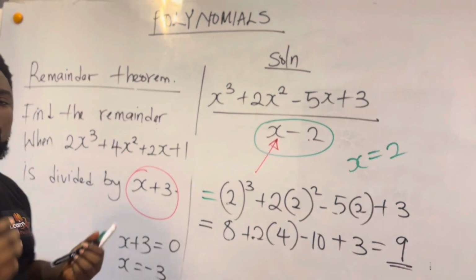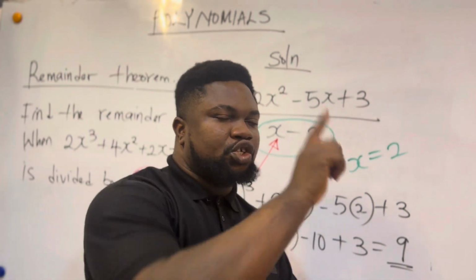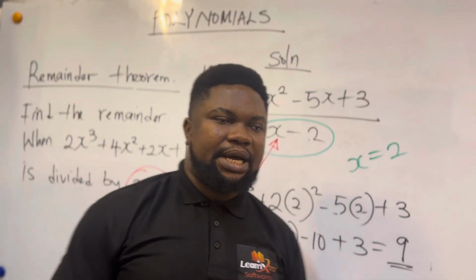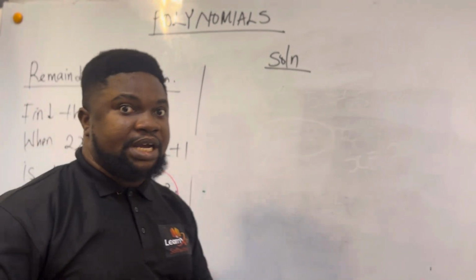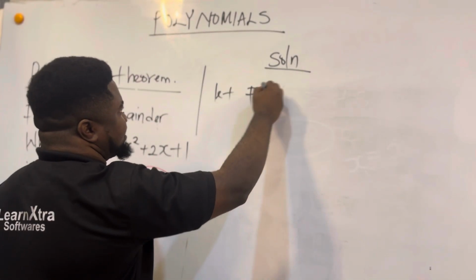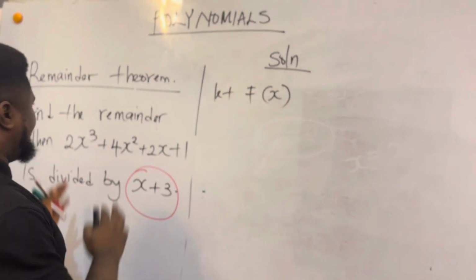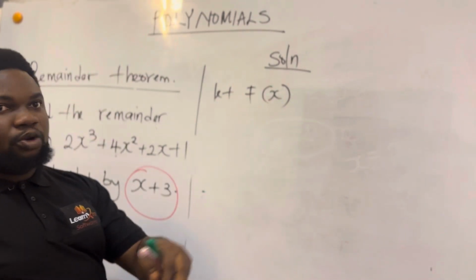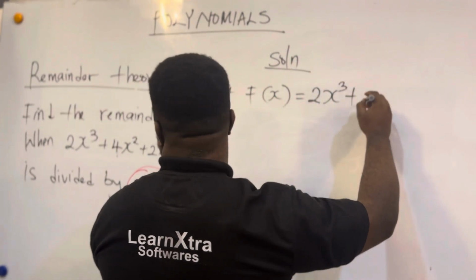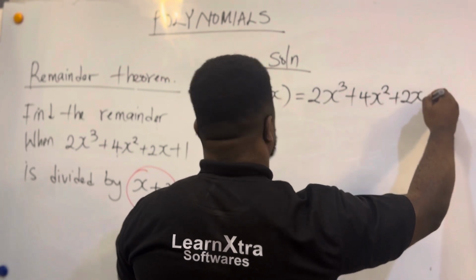It's simple. Once you can find what makes your linear divisor equal to 0, you just plug your x as that value. Whatever you have as the outcome becomes your remainder. So for those solving theory exams, just do like this. Let f of x be the polynomial, that is 2x cubed plus 4x squared plus 2x plus 1.